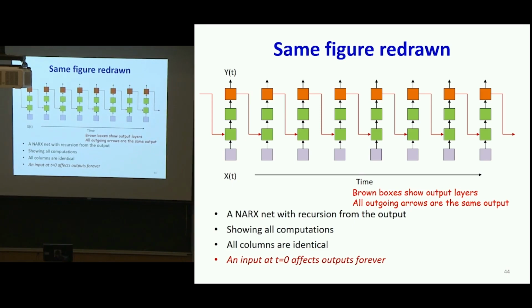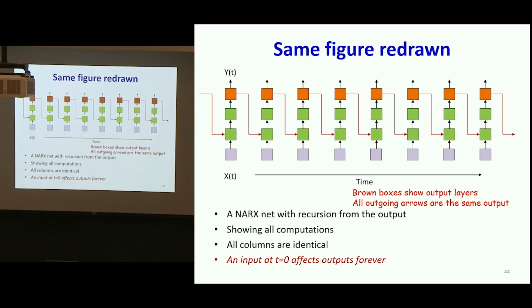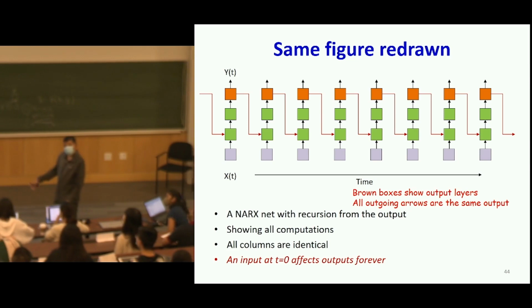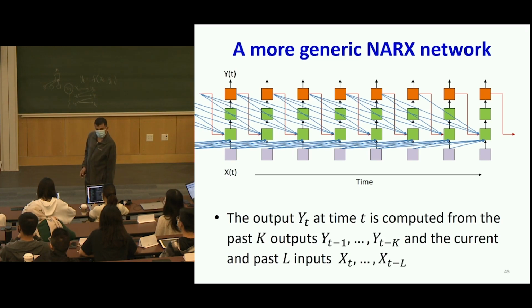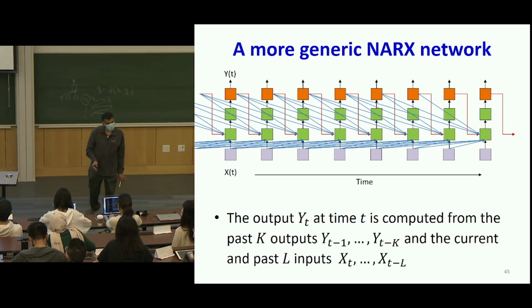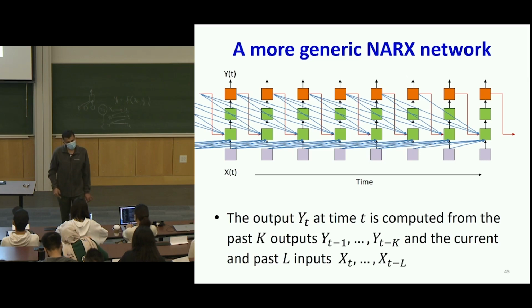Now, in principle, a network of this kind doesn't need to consider only the immediate past output. You could be looking at the past k outputs. It doesn't need to consider only the current input. You could be looking at the past L inputs. So a generalization of a network of this kind would be something like this, where you look at some K past outputs and some L inputs from the past in addition to the current input. So this would be an LK order NARX network. This is just a generalization.